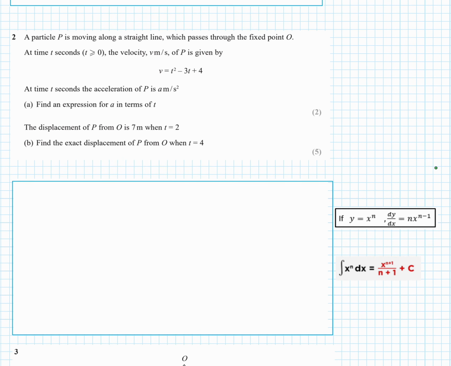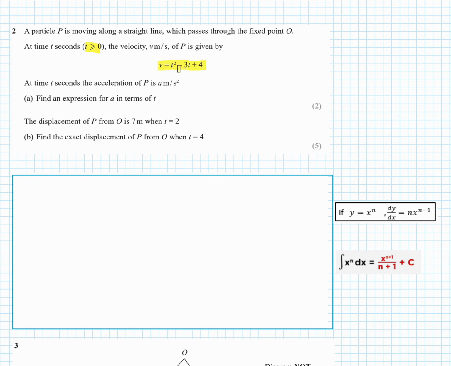Question 2, a particle P is moving. And as you check through it, we have some details, a restriction or a boundary, and we have v equal to t squared minus 3t plus 4. We're looking for acceleration in one part and displacement in another. Going from velocity to acceleration or displacement, we immediately know that we need to use differentiation or integration. Displacement is s, velocity is v, and acceleration is a. In that direction, you would differentiate, and going the other way, we would integrate.